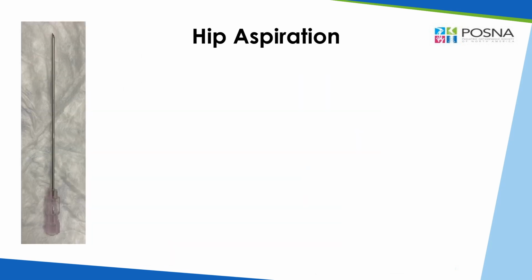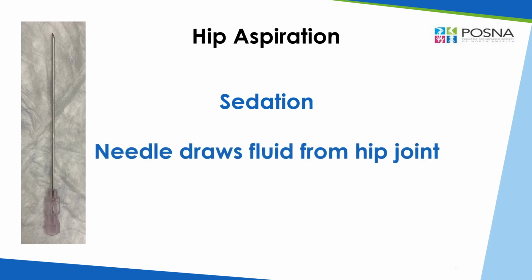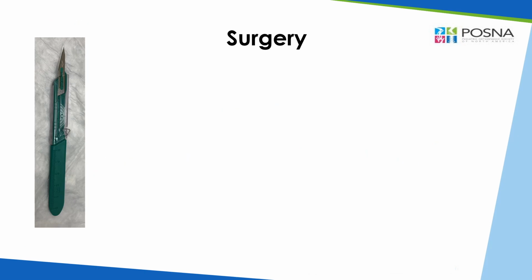If these tests are concerning for septic arthritis, the infection of the hip joint, your care team will usually recommend aspirating the hip, which means sedating the patient and using a needle to draw fluid out of the hip joint. The lab can then look at the fluid to better distinguish between septic arthritis and transient synovitis. If it still looks like septic arthritis, your surgeon will recommend performing a procedure to decompress the hip joint by opening it up and washing it out.